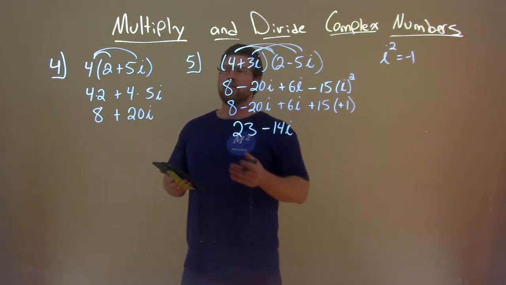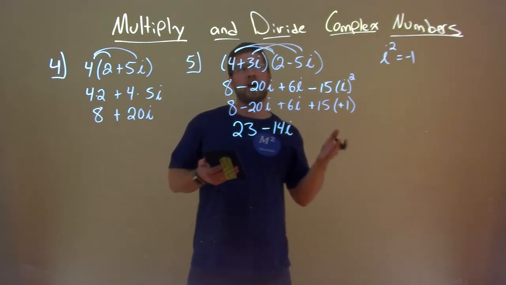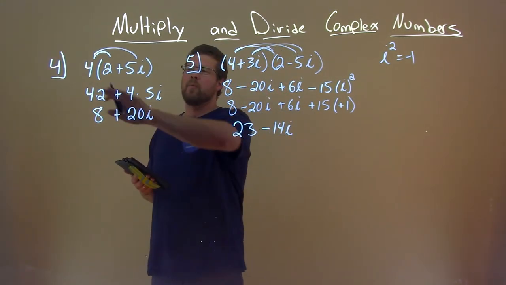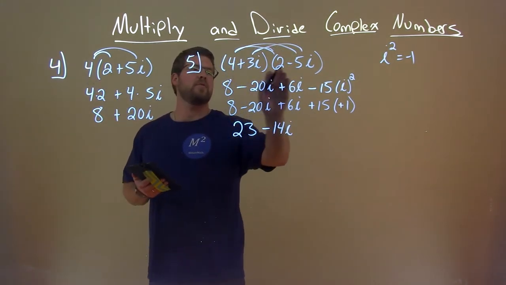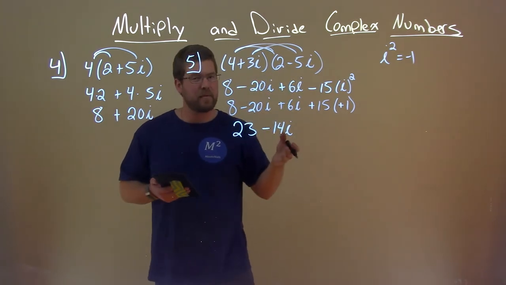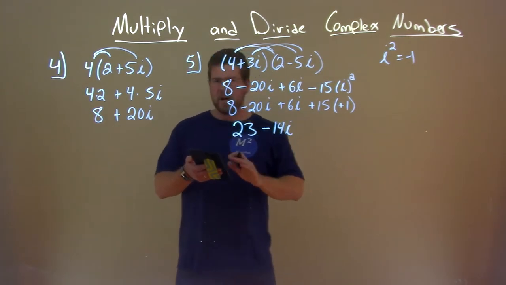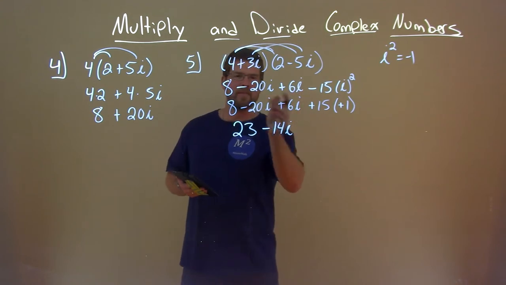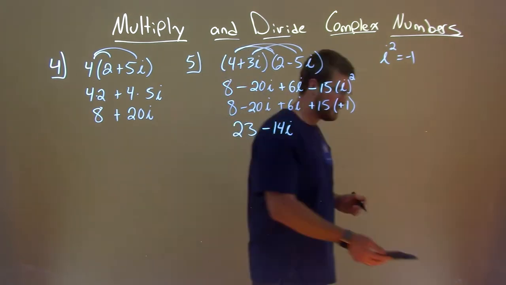Okay, so now we've seen two different ways to multiply complex numbers: with a single number up front as well as two complex numbers together. Now let's go talk about dividing complex numbers. I'm going to erase this and I'll see you in a moment.